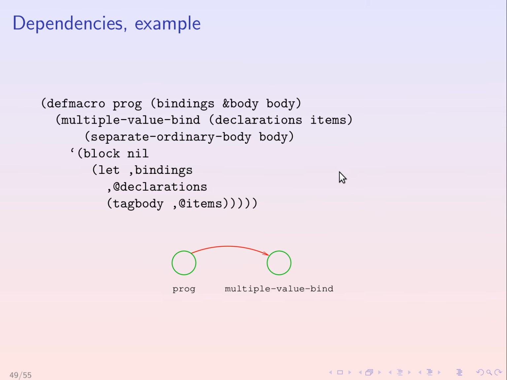Well, here's an example of how we could write the prog macro, for instance. As you can see, when we compile the prog macro, we must expand the macro multiple-value-bind. So we have a compile time dependency because the multiple-value-bind macro must then exist in order for us to be able to compile the prog macro.